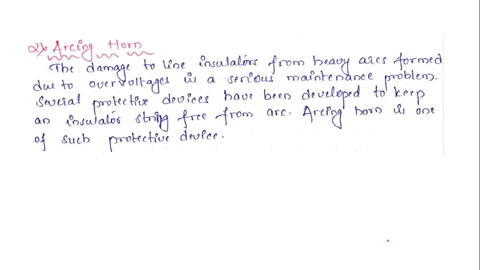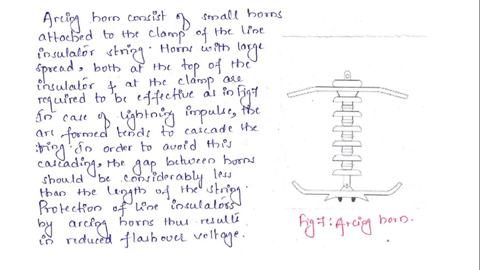The next we have is the arcing horn. The damage to the line insulator from heavy arcs formed due to overvoltages is a serious maintenance problem. Several protective devices have been developed to keep an insulator string free from arc. Arcing horn is one such protective device. In order to protect the insulators from heavy arcs, these arcing horns will be chosen and provided in the systems. An arcing horn consists of small horns attached to the clamp of the line insulator string.